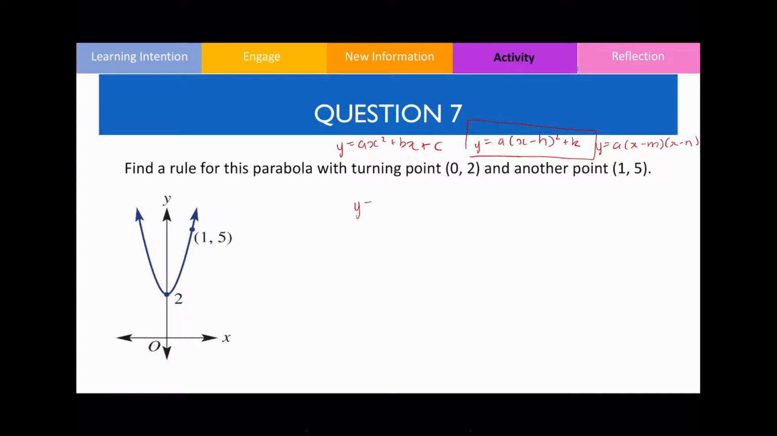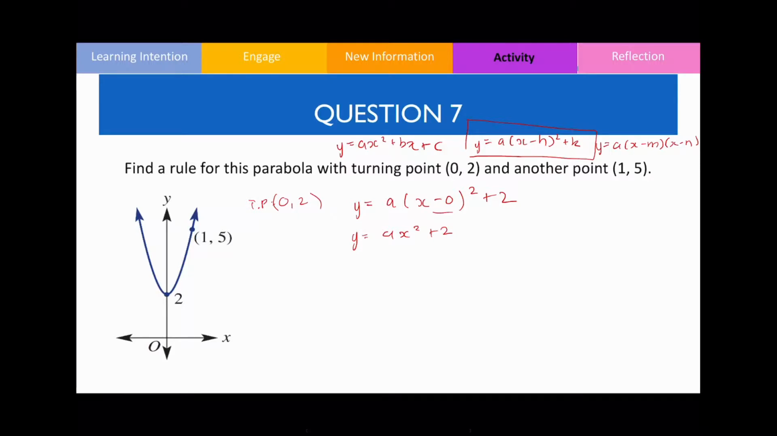So if you did this, therefore it's going to be y is equal to a x minus 0 whole squared plus 2, right? Because your turning point is equal to 0, 2. So now in this case over here, I'm going to simplify this because having a 0 here is kind of redundant. So I'm going to just clean this up a bit. So therefore it's going to be y is equal to a x squared plus 2. Now this is like halfway to the final answer.